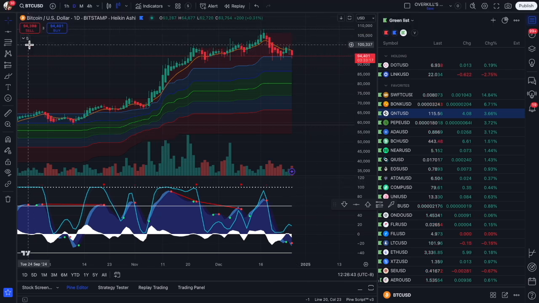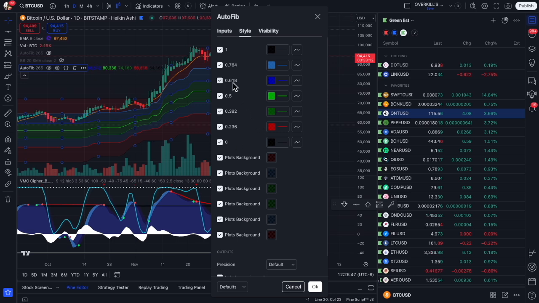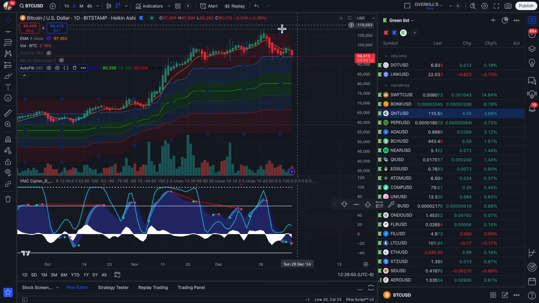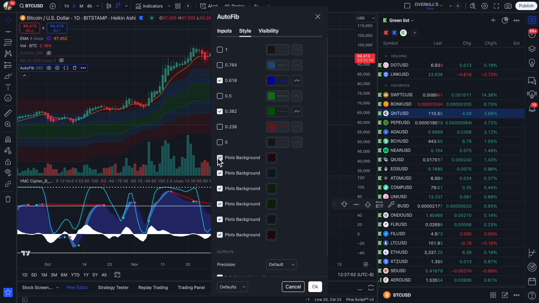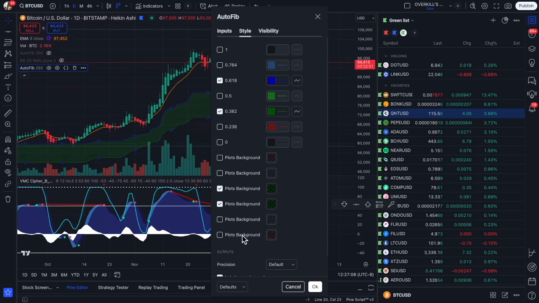Okay, so I use specific settings on this. If you want to click the settings button here, what I want you to do is uncheck the 1, uncheck the 0.786, uncheck the 0.5, uncheck the 0.236, uncheck the 0. And then uncheck this plot background, uncheck this plot background. We're going to leave the middle ones, and we're going to check these ones off.